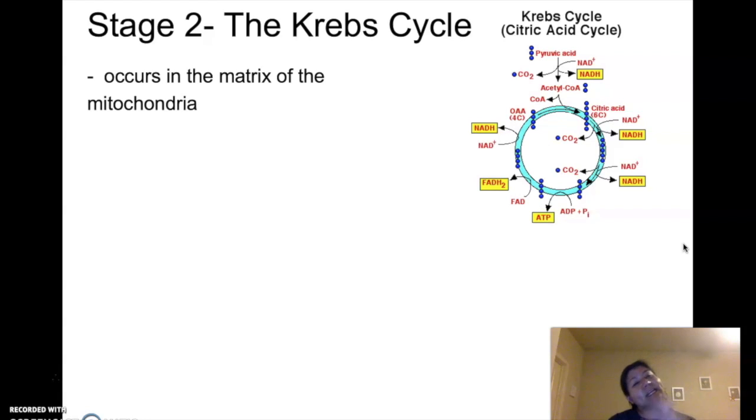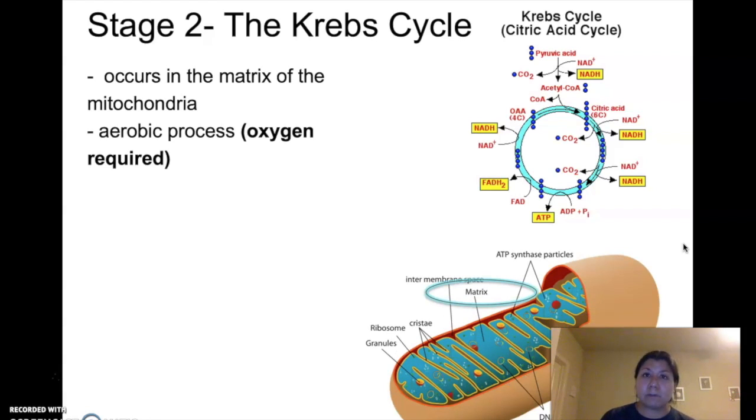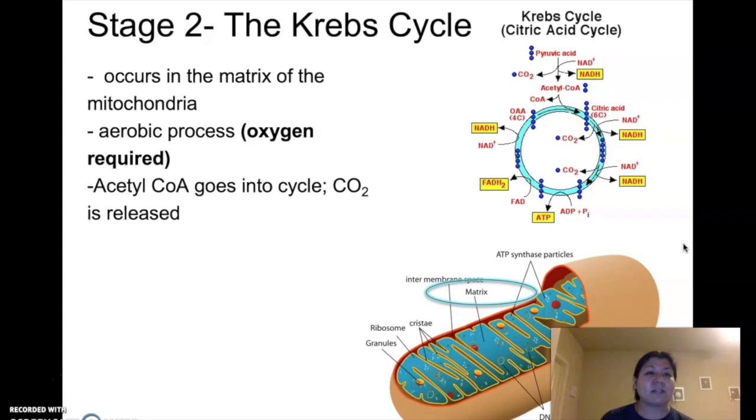So now we're inside the mitochondria. We have all of that surface area, and so this cycle can happen with all of those pyruvate molecules that are coming in. And so this is an aerobic process. This only happens if you have oxygen. And so acetyl-CoA is going to bring that pyruvate into the mitochondria. Carbon dioxide is going to be released. That's going to be one of our byproducts. We're going to breathe that out.